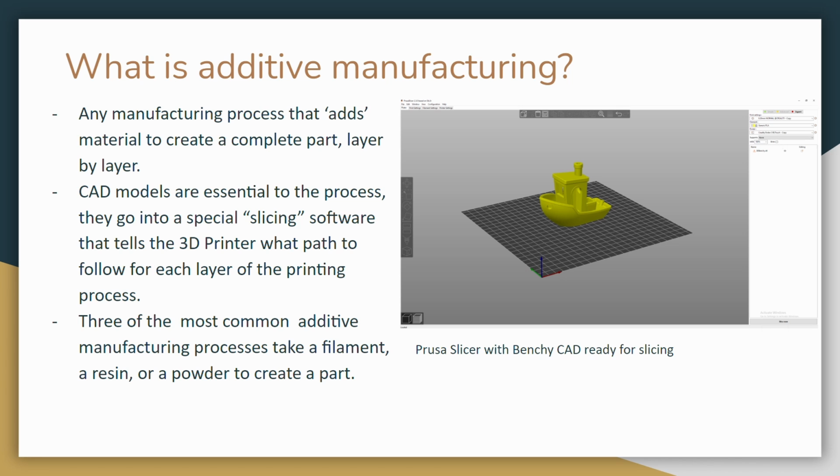This is generated from a slicer program. As the name implies, the slicer program slices a CAD model into individual layers. There are many forms of additive manufacturing, but we would like to focus on the three most common and the materials commonly associated with each type.